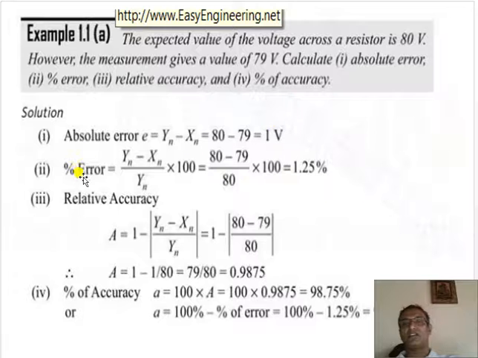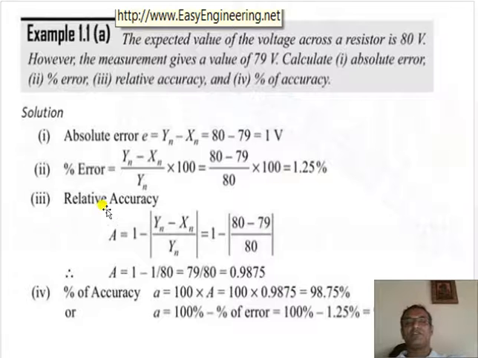Then we are going to calculate the percentage error. The percentage error equation is given by (Y of n minus X of n) divided by Y of n, times 100%. So (80 minus 79) divided by 80, so 1 volt divided by 80. It gives a percentage error of 1.25% in this measurement.